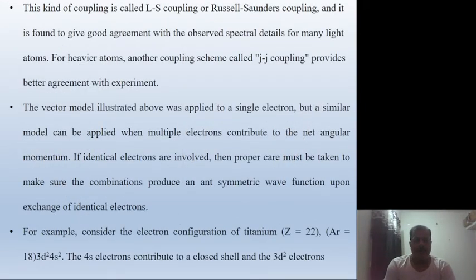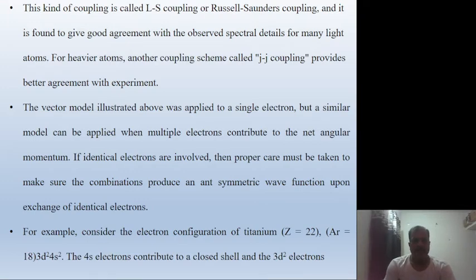This kind of coupling scheme is called LS or Russell-Saunders coupling, and it is found to give good agreement with the observed spectral details for many light atoms. For heavier atoms, another coupling scheme called JJ coupling provides better agreement with experiment. The vector model illustrated above was applied to a single electron, but a similar model can be applied when multiple electrons contribute to the net angular momentum.